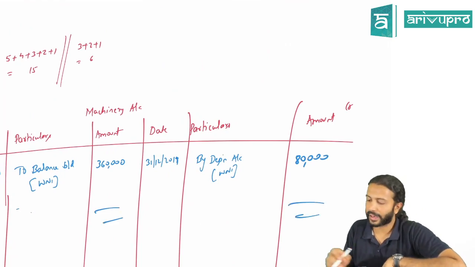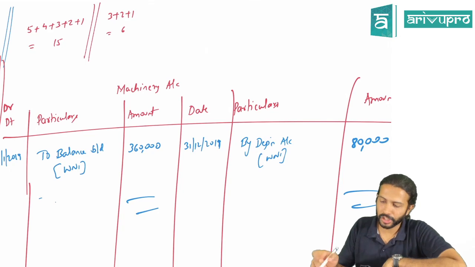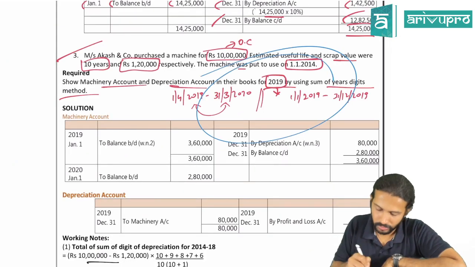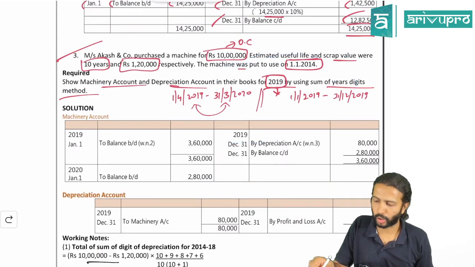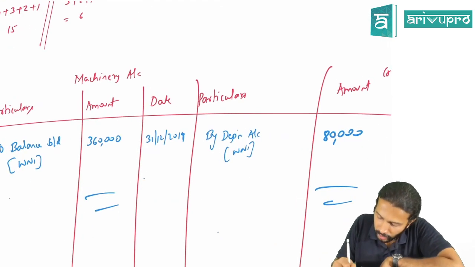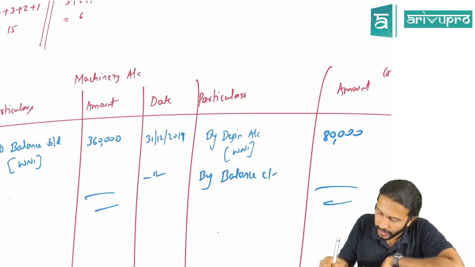Anything else happened that year? Did you buy any other machinery? Have they told in the question? No. That means that's all. Over. All good. That means at the end of the year, same day, you will write by balance carried down. How much?